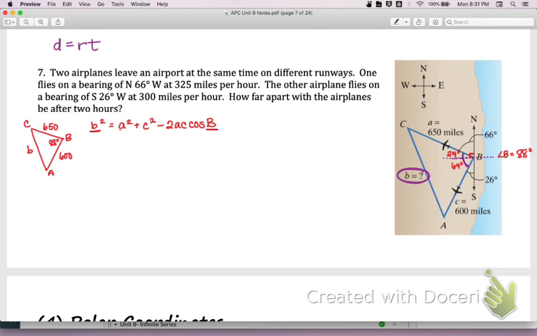We've practiced the law of cosines. Pause your video, plug in the numbers, solve for B, and come back when you got it.